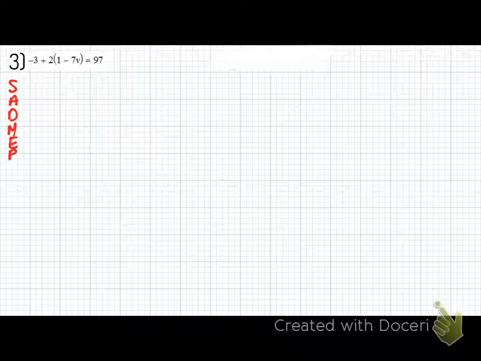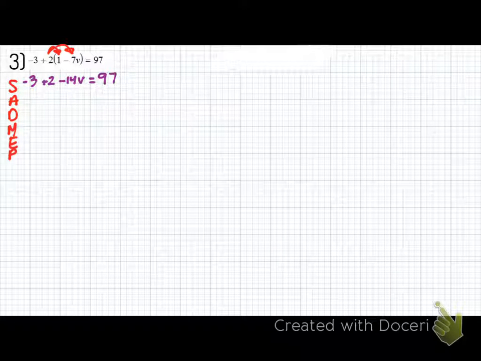Okay, good. So I heard something like people saying distribute, combine like terms. Okay, so let's start with that. I'm going to distribute the 2 into there. So I got 2 times 1 is 2, and then 2 times -7 is -14v. There we've got -3. Bring that down, equal sign, and 97.